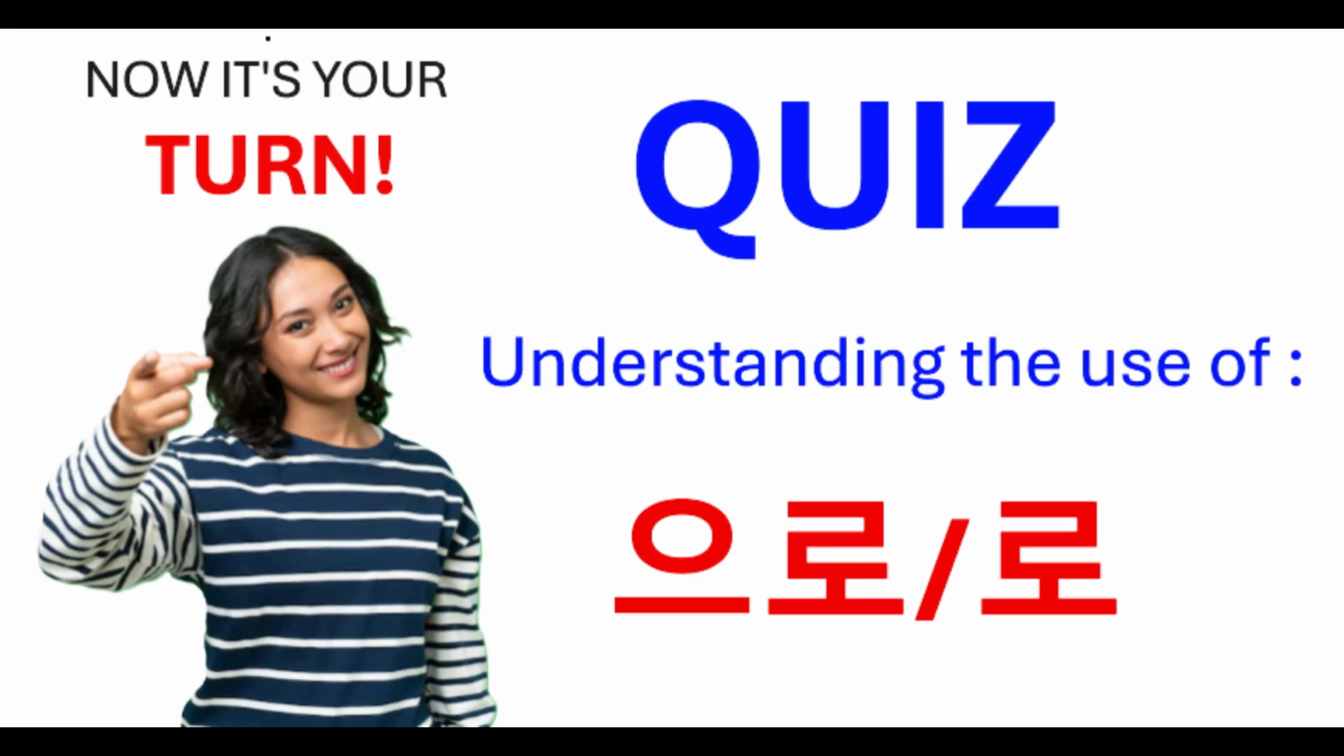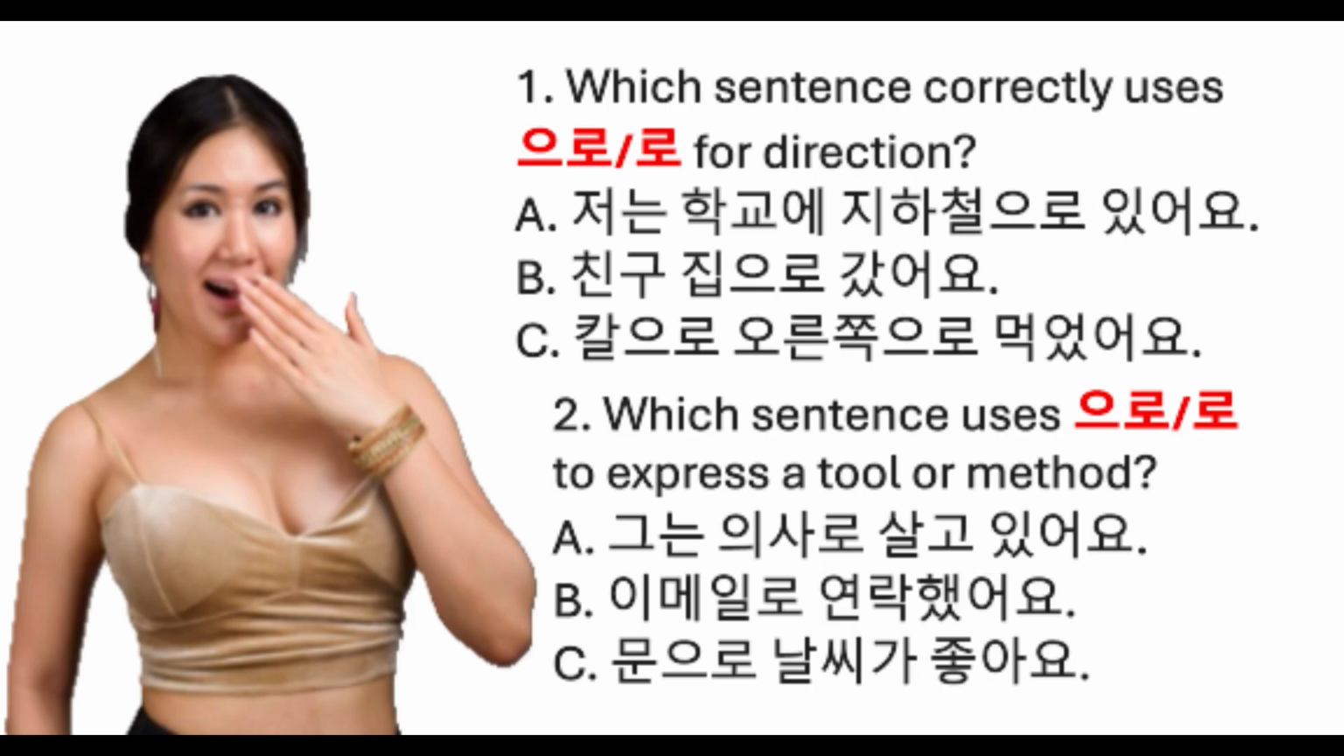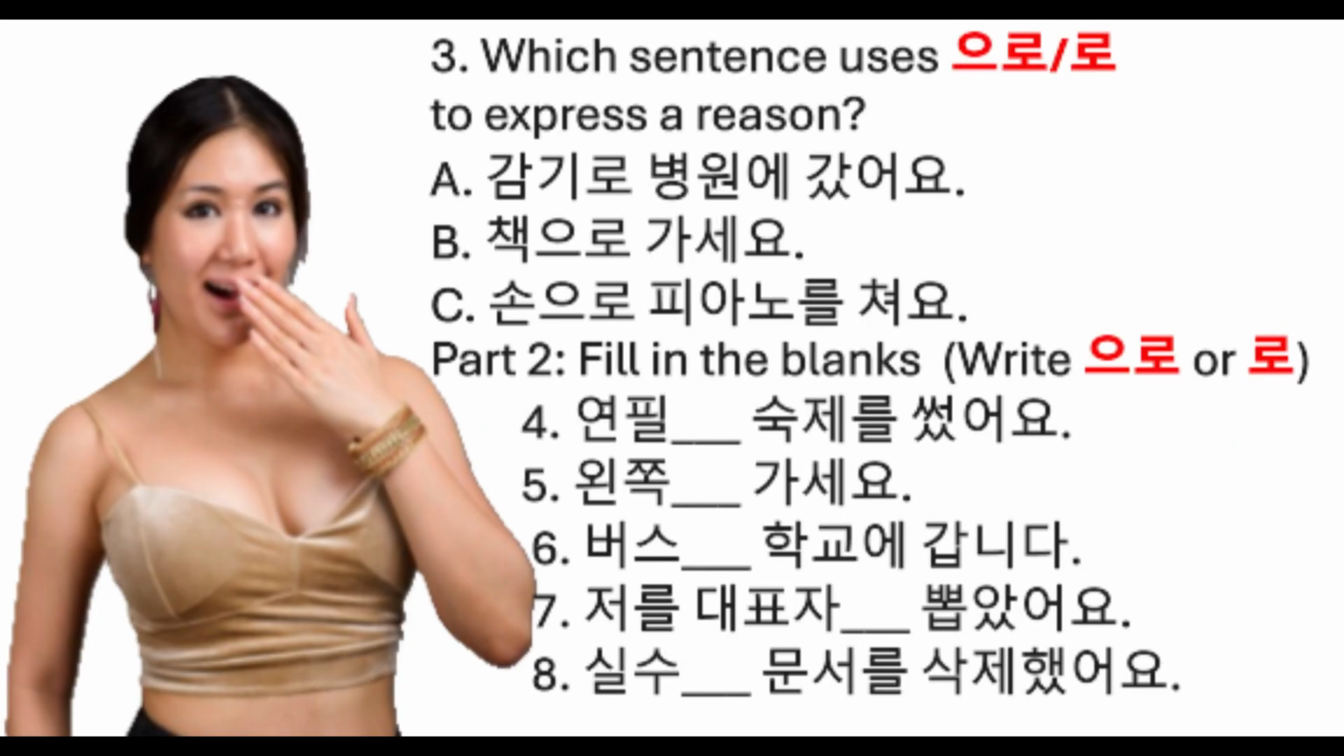Now here's your chance to test your knowledge and see how well you can use the uro particle. 1. Which sentence correctly uses uro for direction? That's right. B. 친구 집으로 갔어요. 2. Which sentence uses ro to express a tool or method? That's right. B. 이메일로 연락했어요. 3. Which sentence uses ro to express a reason? That's right. A. 감기로 병원에 갔어요.